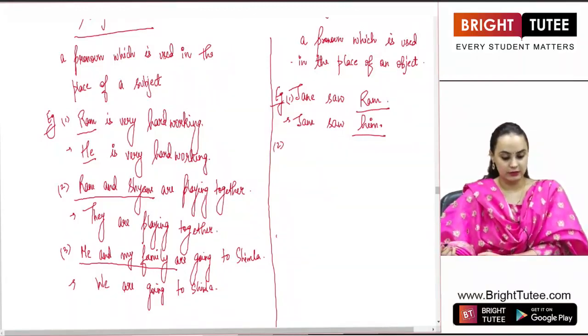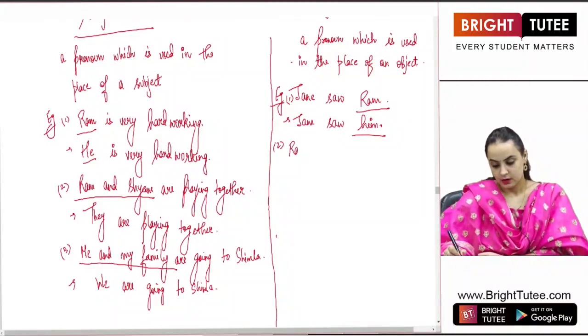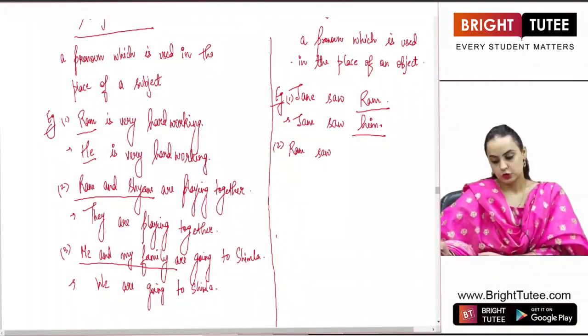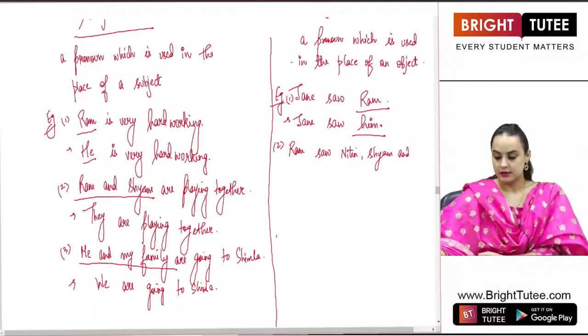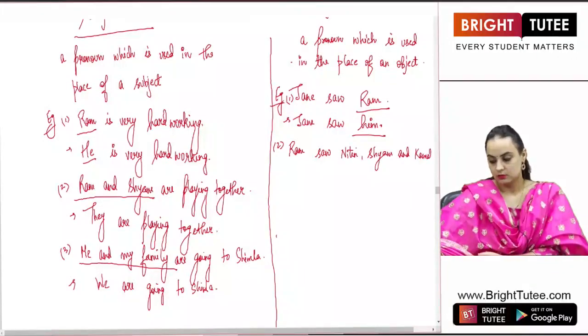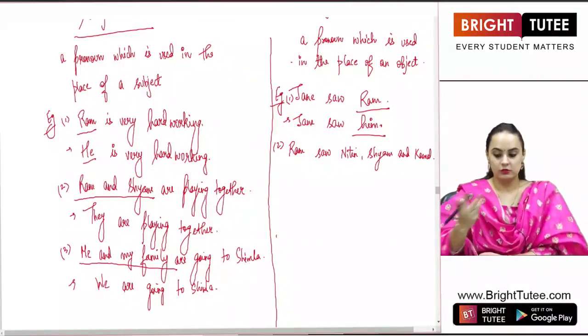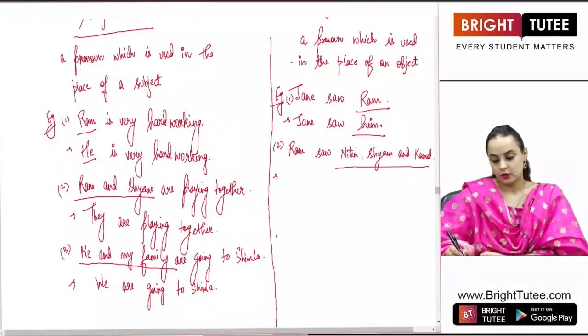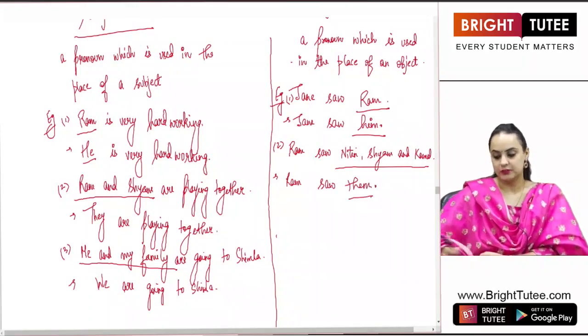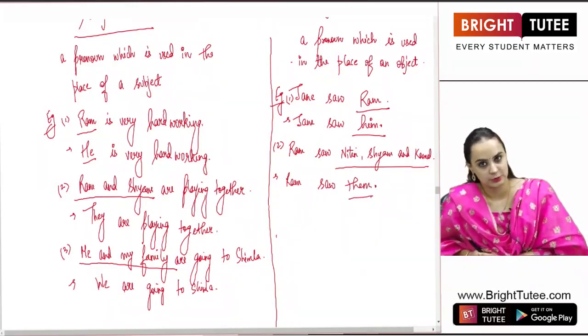If I give you another example, Ram saw Nitin, Shyam and Kamal. So, who are my objects? Nitin, Shyam and Kamal. What pronoun will I use for them? Ram saw them. So them becomes my object pronoun.